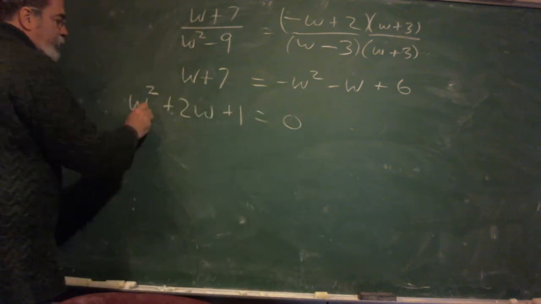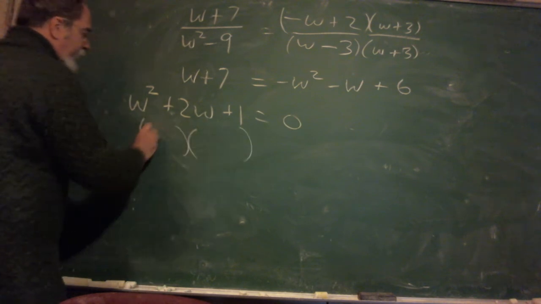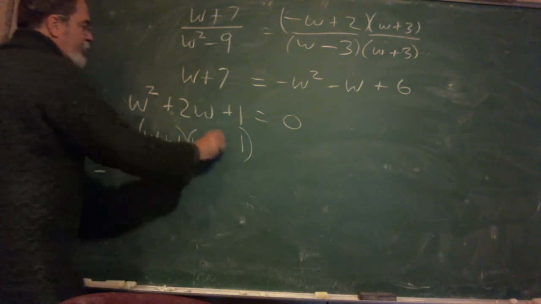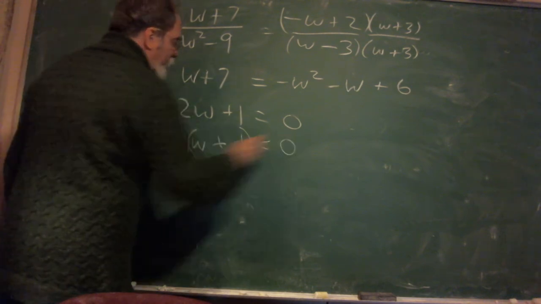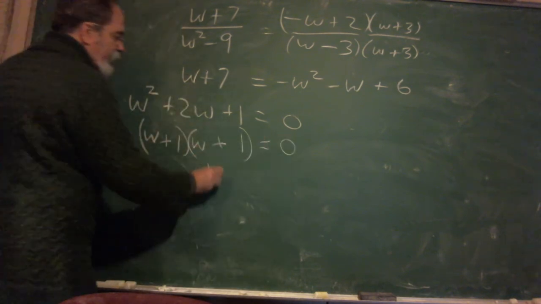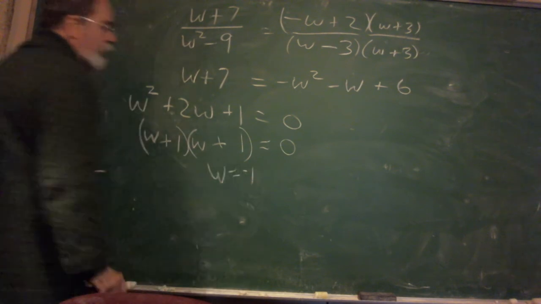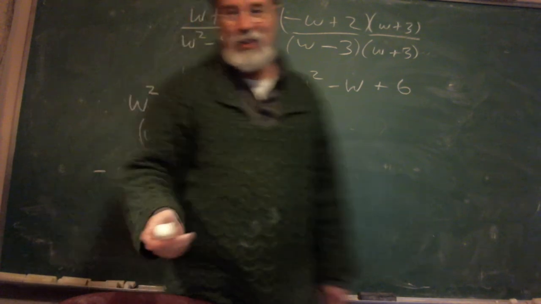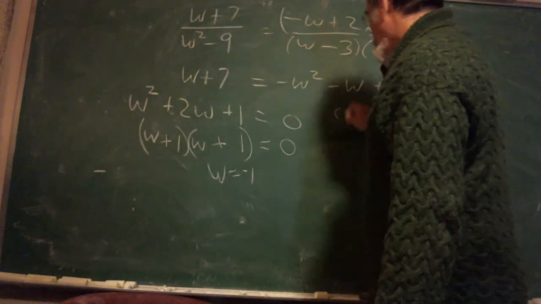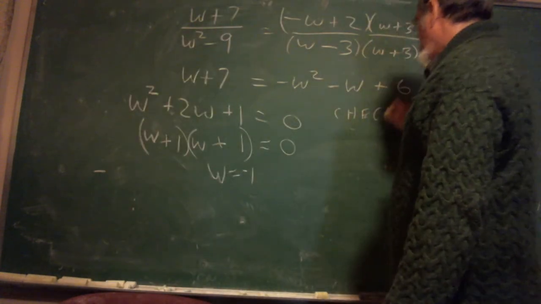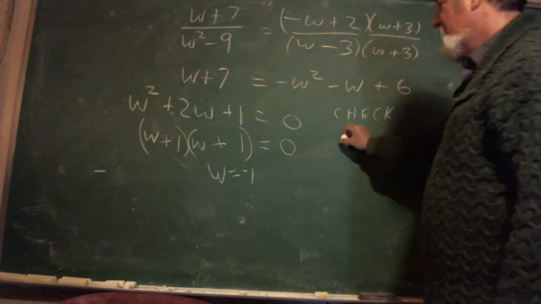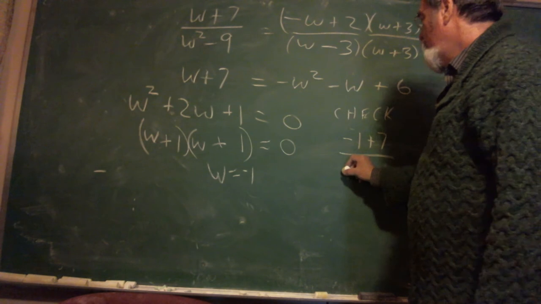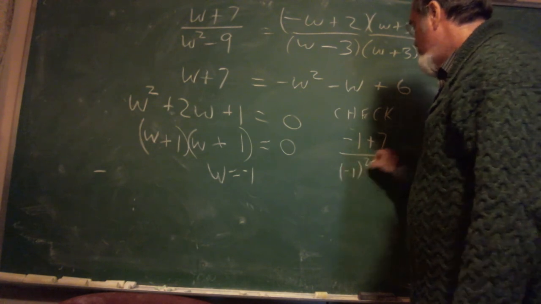This factors. It's got a w and a w and a pair of 1s. Make them both pluses. If w plus 1 equals 0, then w equals -1. We got this. Now let's check it in the original. Remember how nobody checks anymore? We check. We're going to do this check. The original is up here. That's a -1 plus 7 divided by -1 squared is +1, kids.